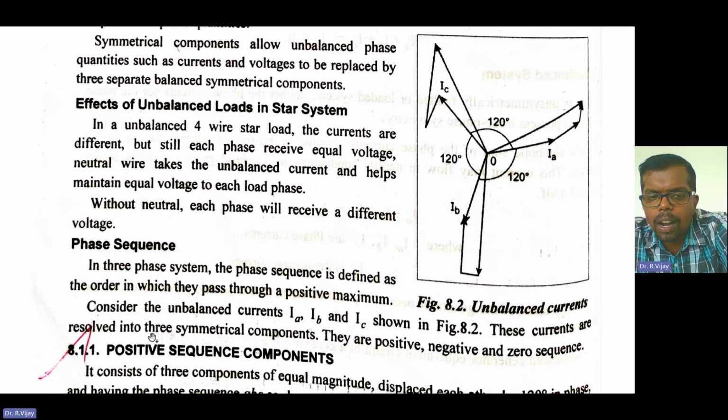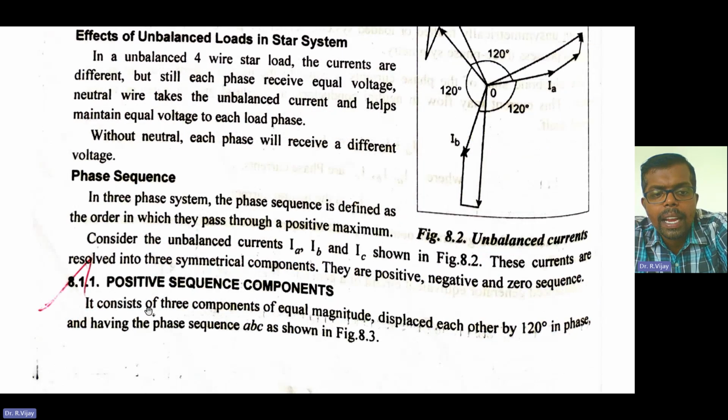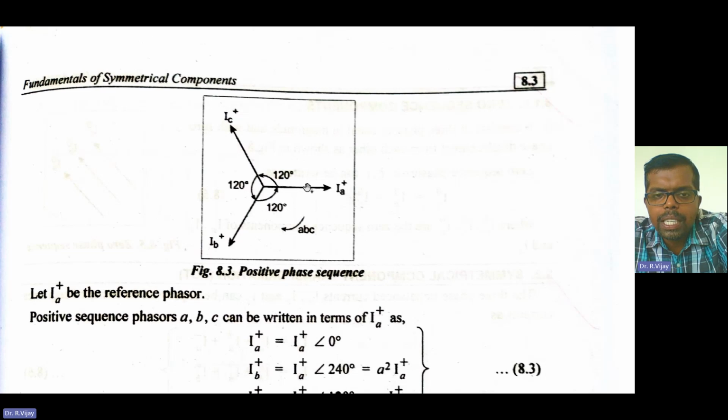These currents are resolved into three-phase symmetrical components. They are positive, negative, and zero sequence. Now we'll see what the positive sequence component is. It consists of three components of equal magnitude, displaced by 120 degrees in phase, and having the phase sequence of A, B, C, as shown in the figure.